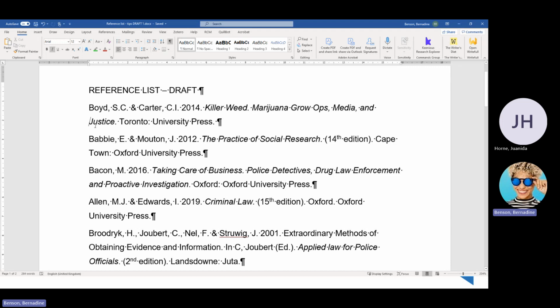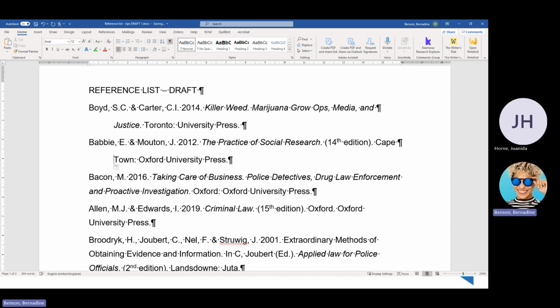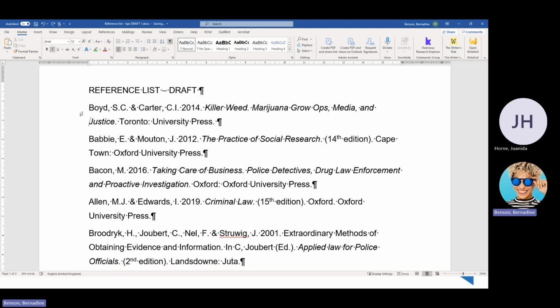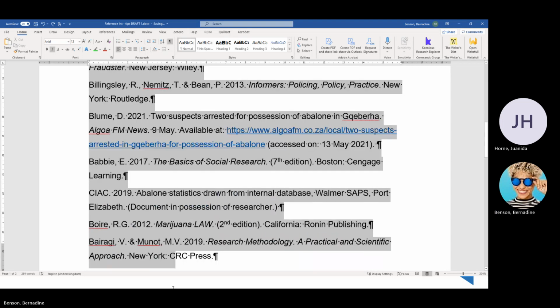And what I see some students doing is they press enter, and then they use the tab key, then they press enter again, and then they do the tab. And yes, it looks okay. Yeah, it looks okay, but there's an easier way. So let's just undo that. There's an easier way. What you can do is highlight the text, all of it.